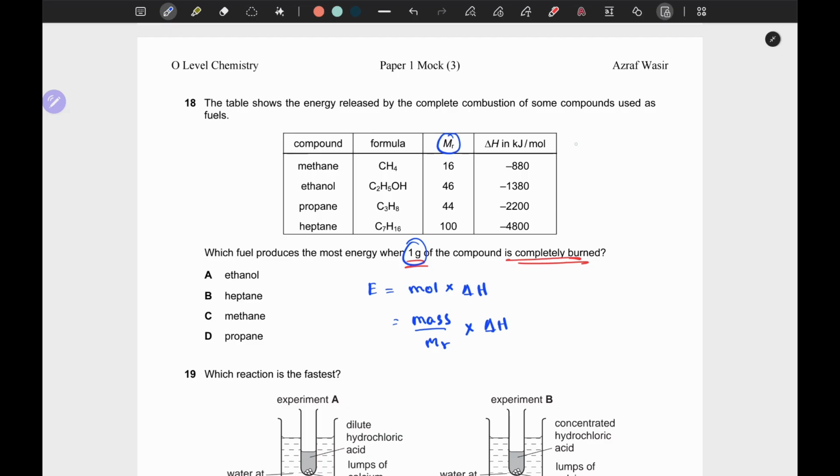So for the first one, it's going to be 1 by 16 times 880. For the second one, 1 by 46 times 1380. 1 by 44 times 2200, and lastly 1 by 100 times 4800. So now we just have to calculate the value for all of them, and if we quickly check that, for the first one it should be 55, for the second one it's 30, then 50, and lastly 48. So which one releases the most energy? It's methane. So if you look at our options, it should be C.